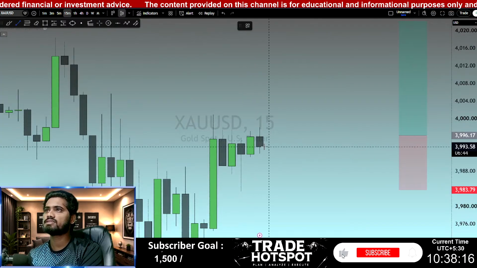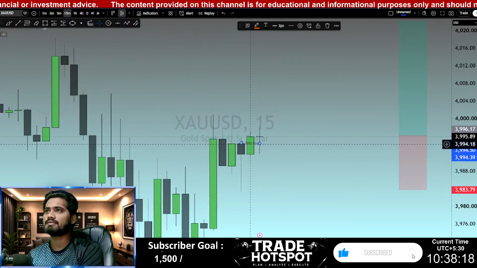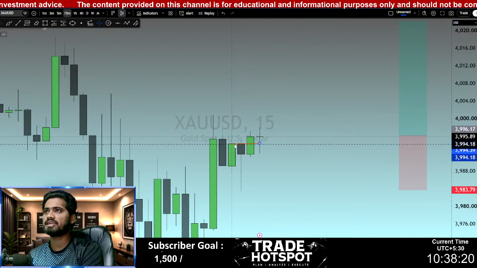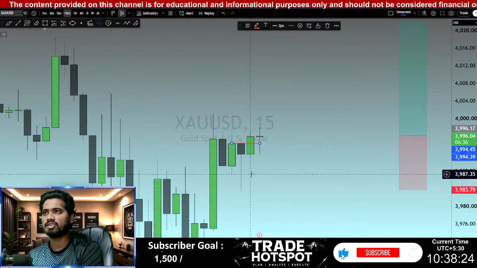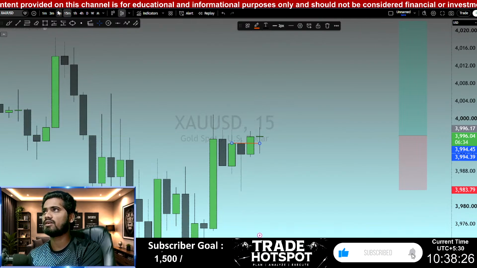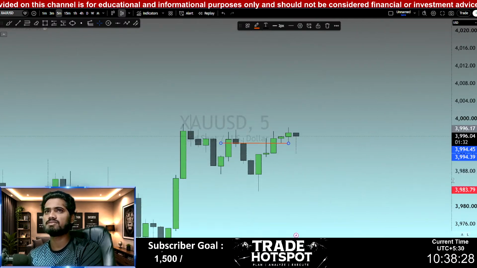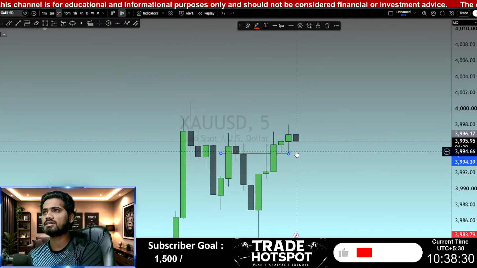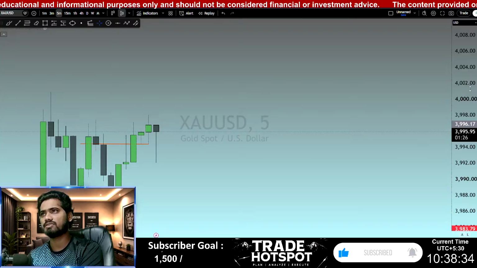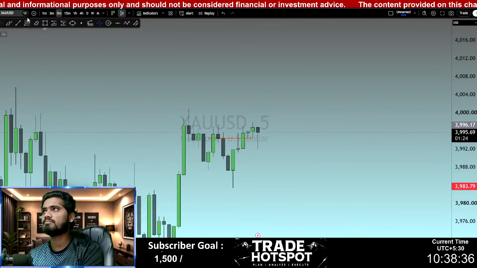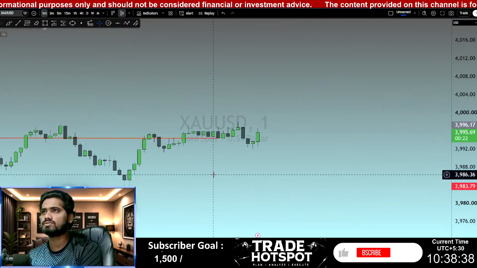You can see there is a change in state here, as well as a rejection candle, a liquidity sweep candle. And as you see in the 5-minute chart, it's a strong rejection here right now. So I'm trying to do a small scalp here.